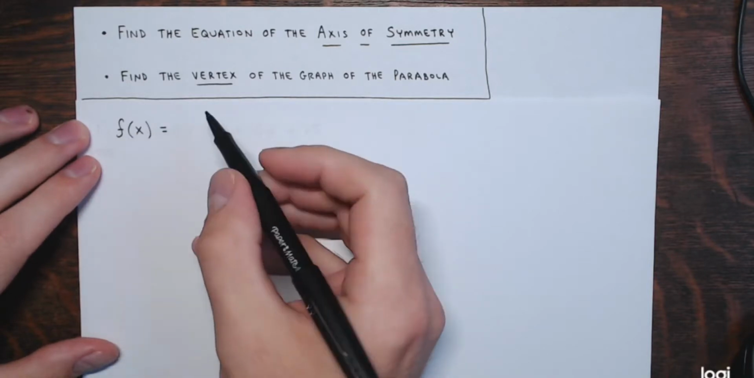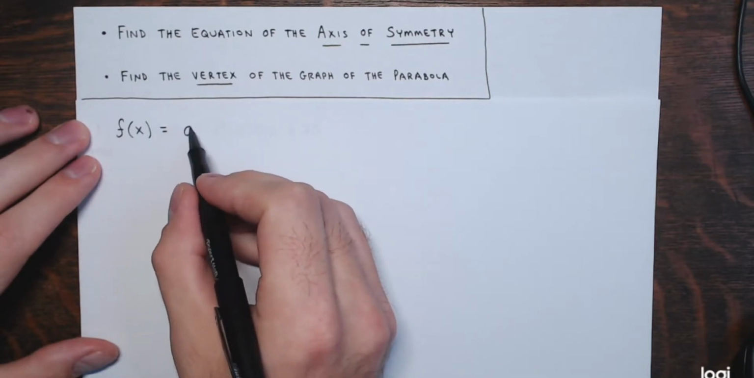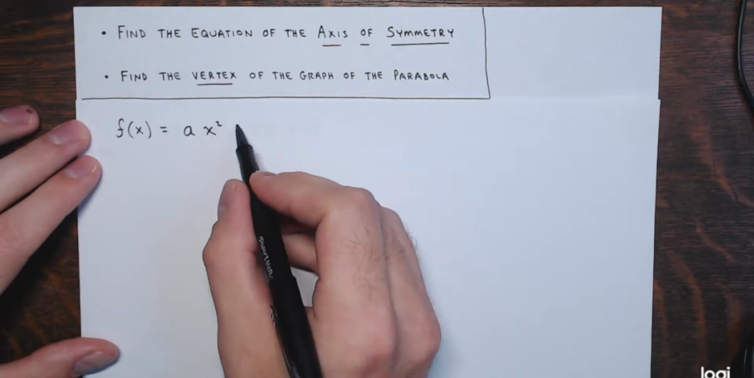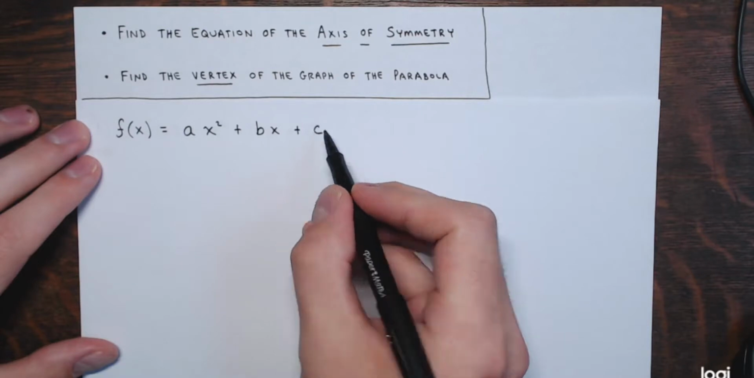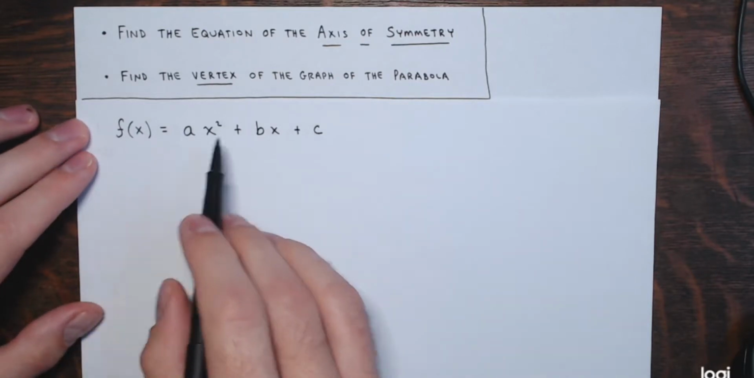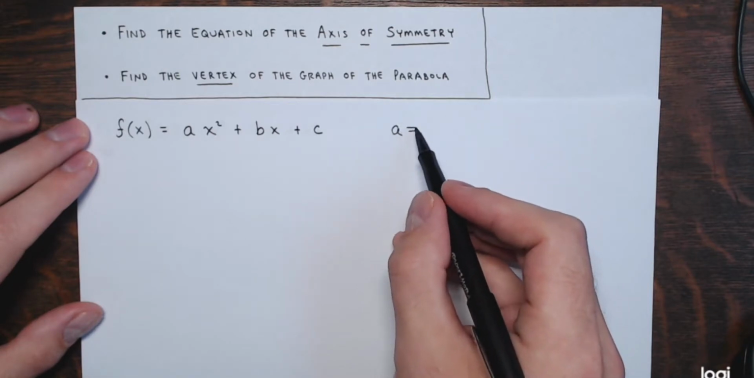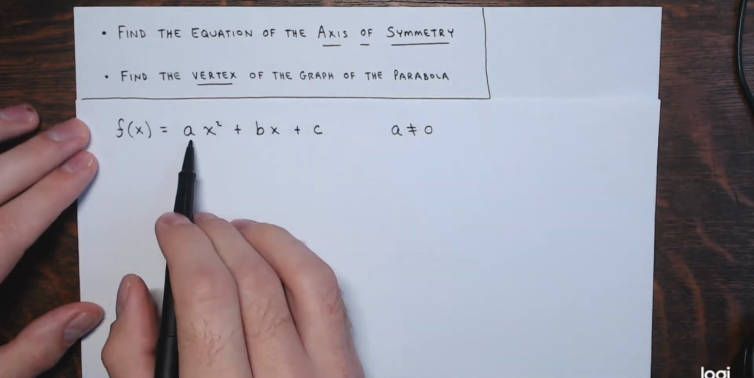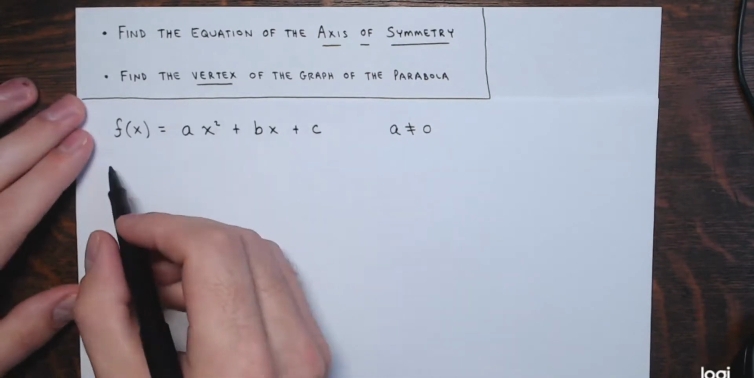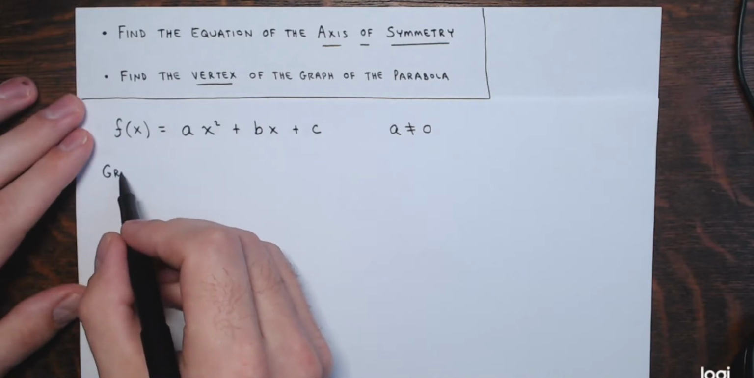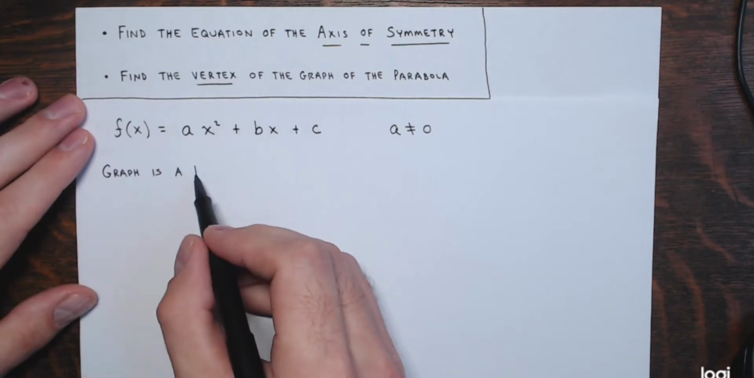Remember, quadratic functions take the following form: f of x or g of x or y equals a times x squared plus b times x plus c, where a, b, and c are real numbers, and a is non-zero. Because if a were 0, then it would be a linear function, not a quadratic function. And you may recall that the graph of such a function is called a parabola.